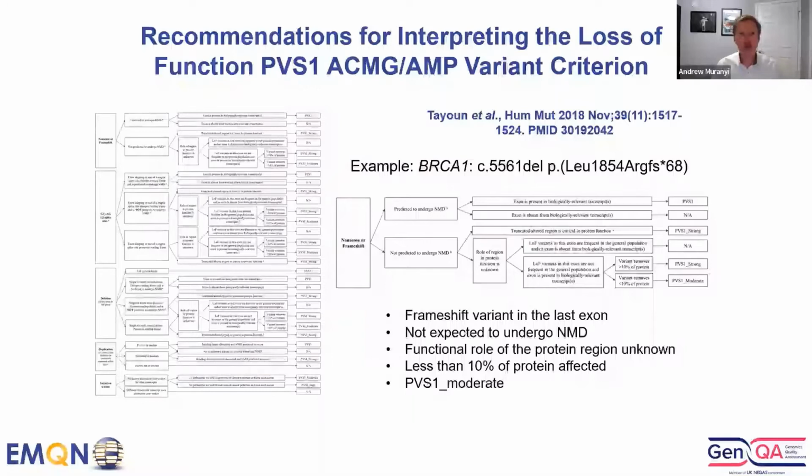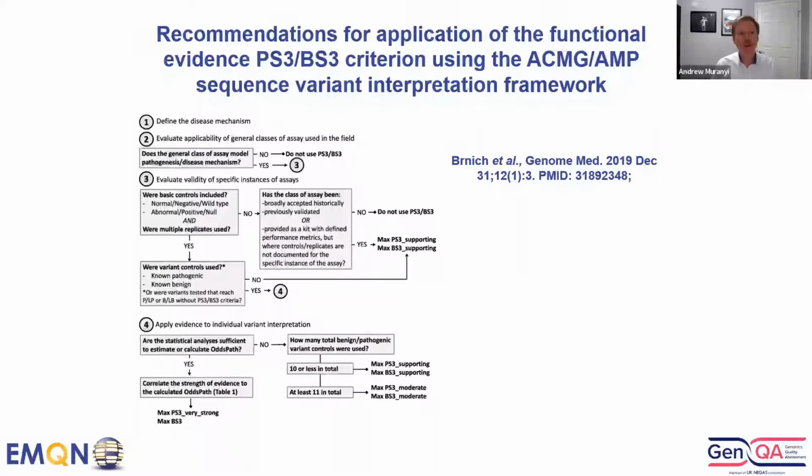Another publication that came out is a deep dive into the PS3, BS3 criterion. This is the use of functional evidence for classification of a variant. This publication goes through how to evaluate the relevance of a particular assay for your gene or variant of interest, how to evaluate whether the assay was performed appropriately with the correct number of controls, and ultimately how to apply the evidence for your particular variant of interest.